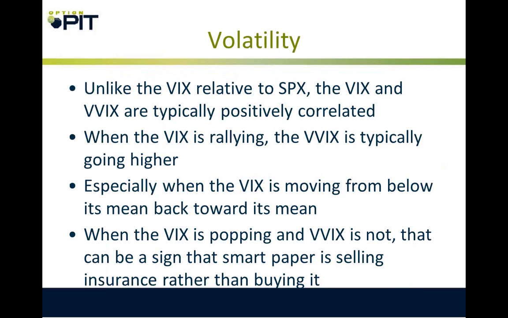All right, so unlike the VIX, relative to SPX, the VIX and VVIX are positively correlated. When VIX is rallying, the VVIX is typically going higher, especially when the VIX is moving from below its mean back toward its mean. When the VIX is popping and the VVIX is not, that can be a sign that smart money is selling insurance rather than buying it. So if VIX is up big and VVIX is not, smart money may be saying that VIX is overpriced.